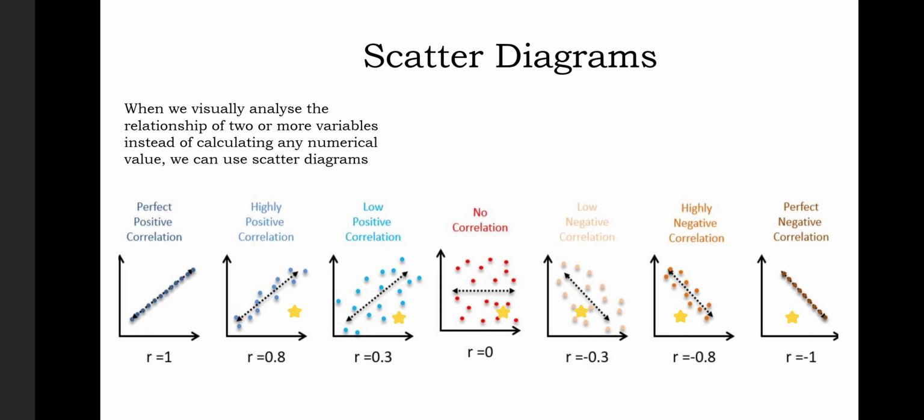Now let's see the highly positive correlation. A highly positive correlation is close to perfect, but not perfect. So we can say r is 0.8. A perfect correlation is +1, and 0.8 is a little lower, close to perfect. Now we go lower to 0.3, which is called low positive correlation. The variables are moving in the same direction, but the intensity of the relationship is not that good. Now the last one is 0.